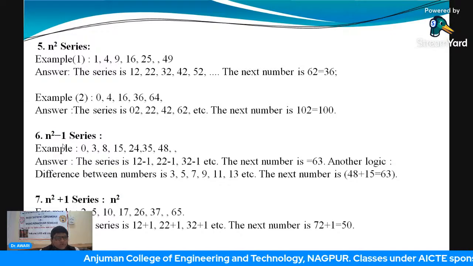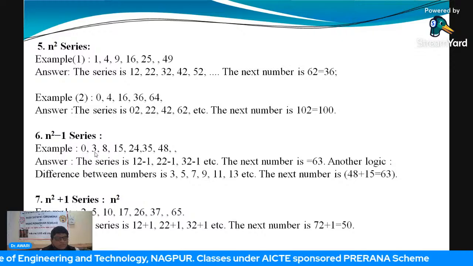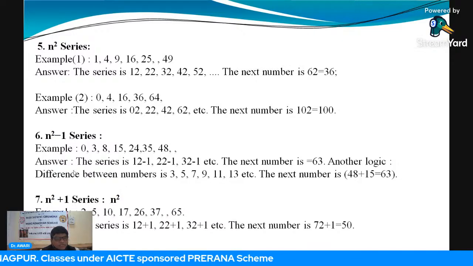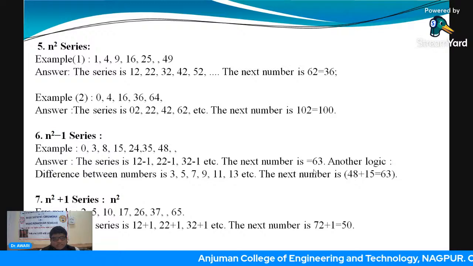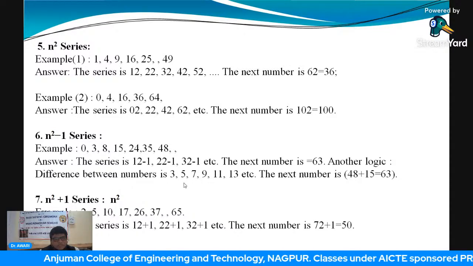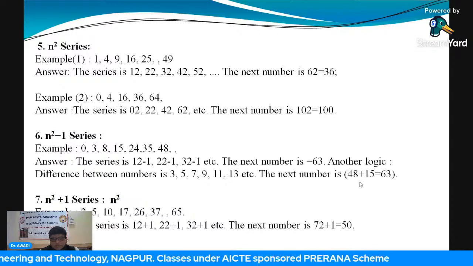N square minus 1 series. Example: 0, 3, 8, 15, 24, 35, 48. So the series is 1 square minus 1, 2 square minus 1, 3 square minus 1. So the next number is 63. Another logic is the difference between the numbers, which is 3, 5, 7, 9, 11, 13. The next number is 48 plus 15, 63.